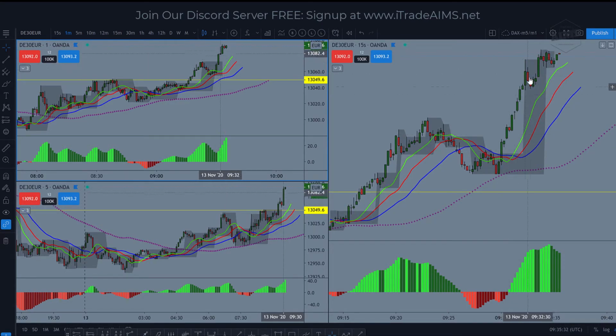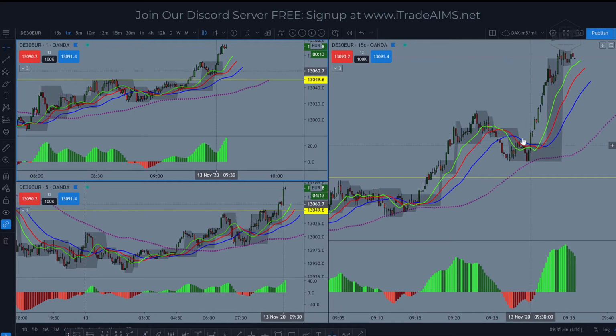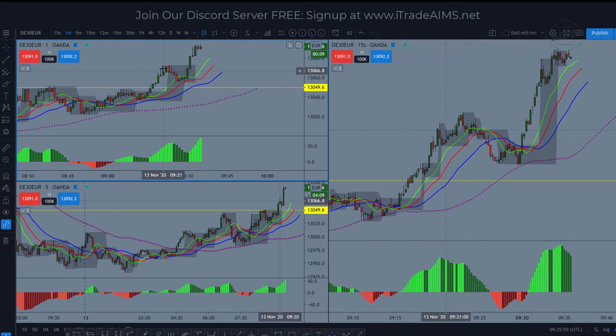Because it's moved up, now the probability of resumption is lower, so you'll have to get out quickly if it turns around. So this was a pullback that could have been taken on the 15-second chart if you're into that. But otherwise, the best thing is to just take setup ones on the 15-second chart and watch for those pullbacks.